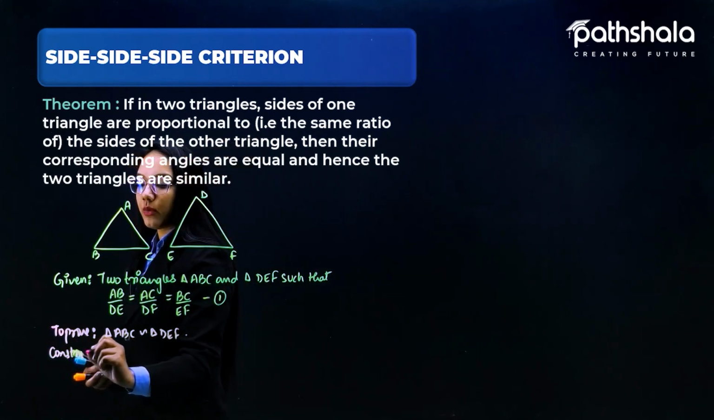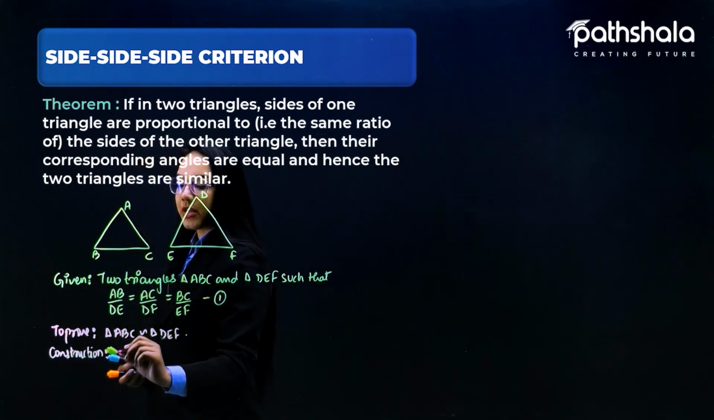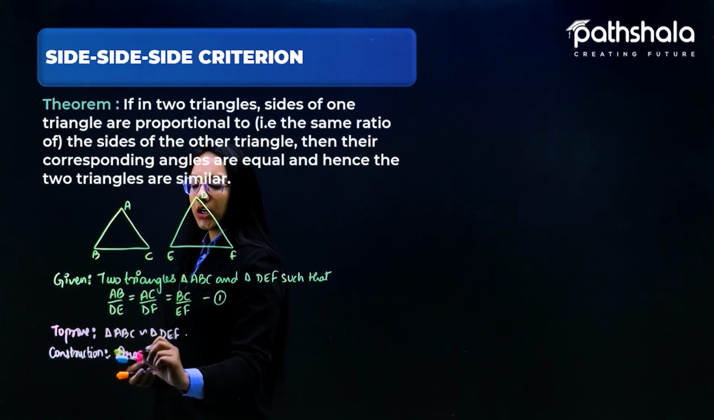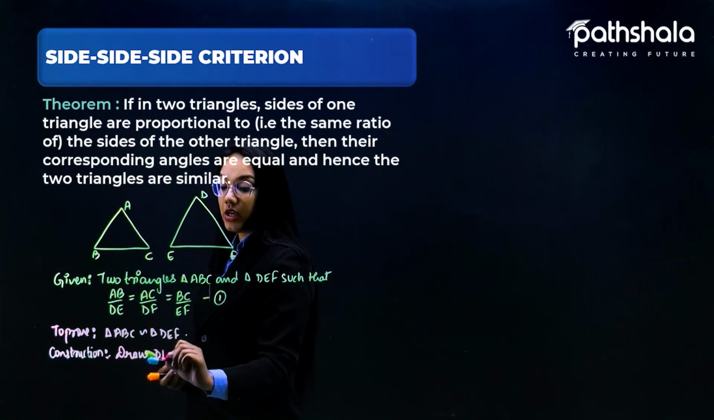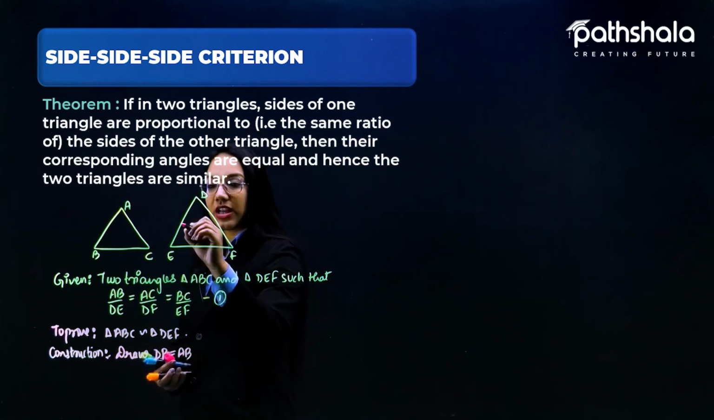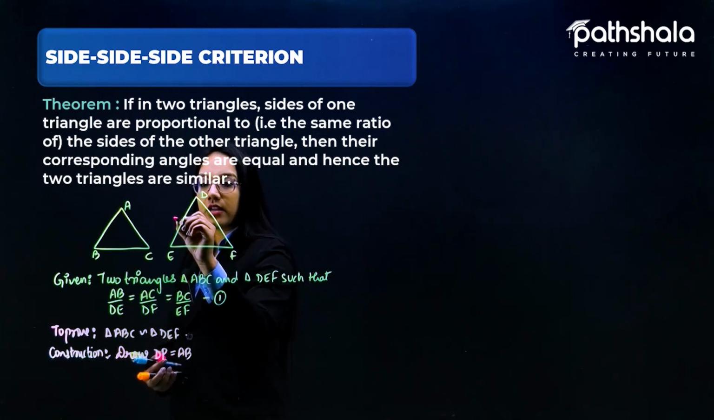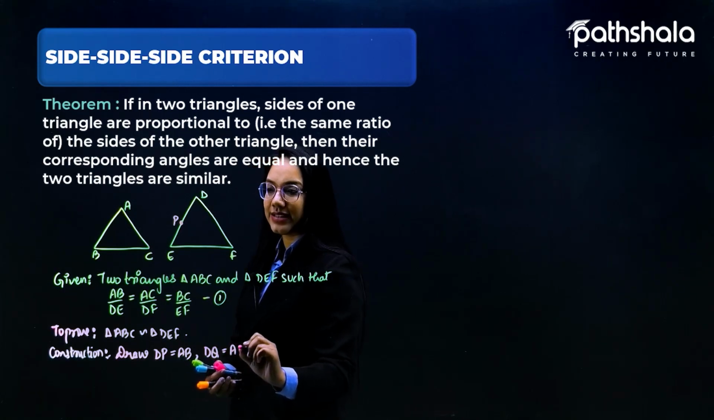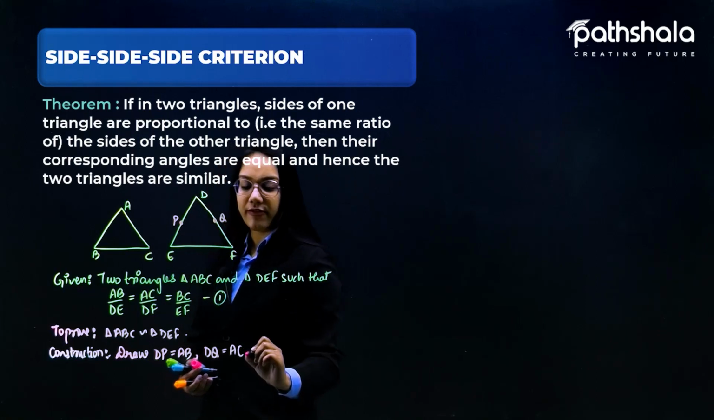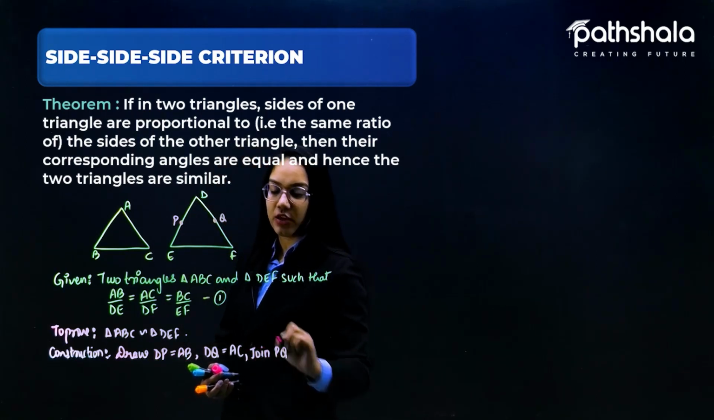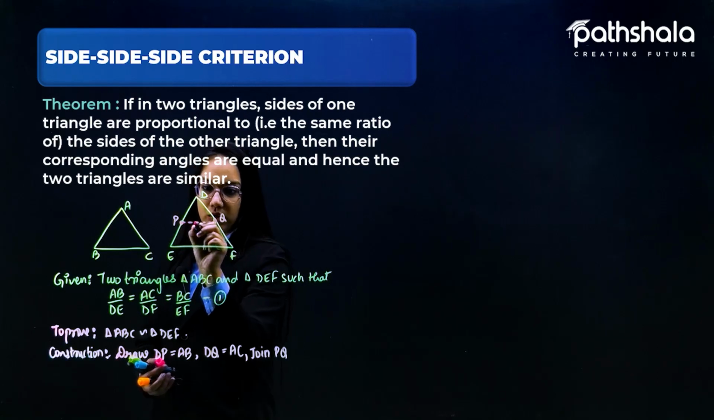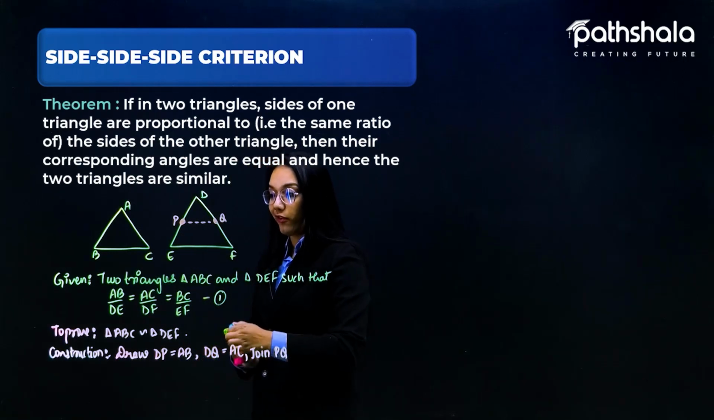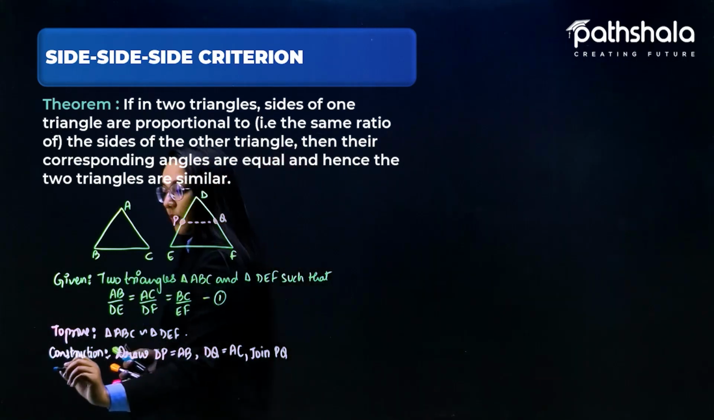Let us start with the construction. I'm taking the same construction like we did for the angle criterion. Draw, or we can say cut, DP equal to AB. I'm taking DP on DE in such a way that DP is equal to AB, and similarly DQ is equal to AC. Let us take this Q and further join PQ. So this is my PQ now, and hence let's start the proof of this particular theorem.